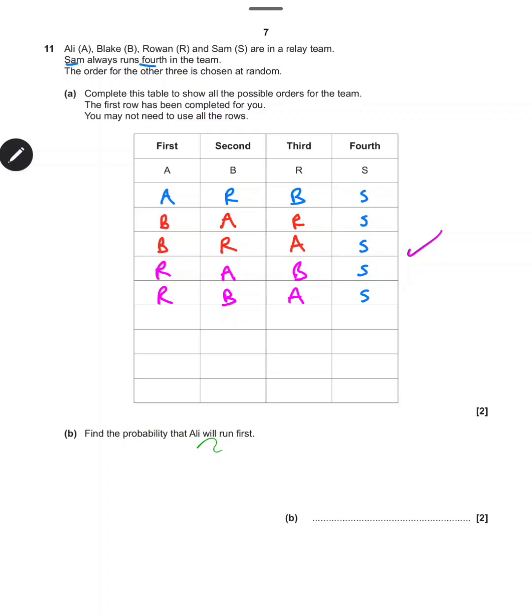It says find the probability that Ali will run first. Well, there is 2 times where Ali runs first, and that's out of 1, 2, 3, 4, 5, 6 possibilities. It doesn't say simplify, so I don't need to, but that would be a third if you wanted to.